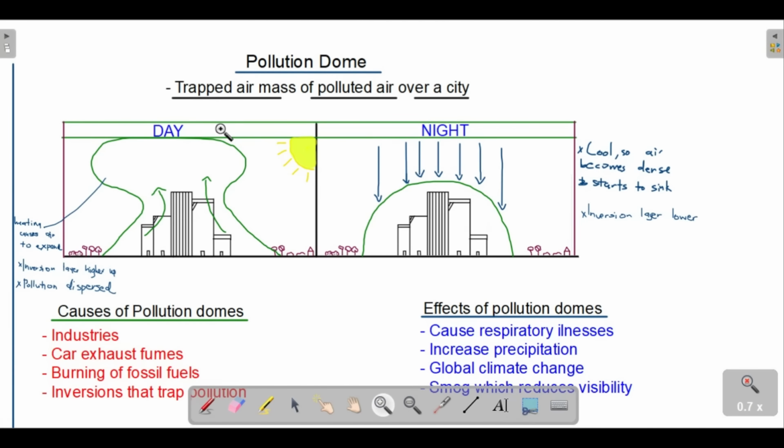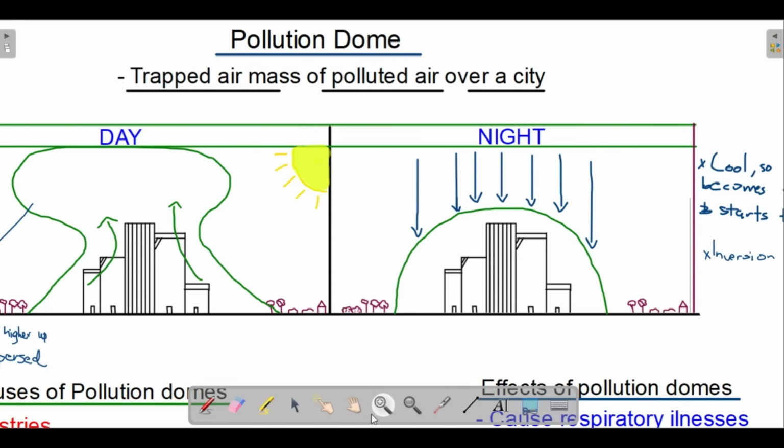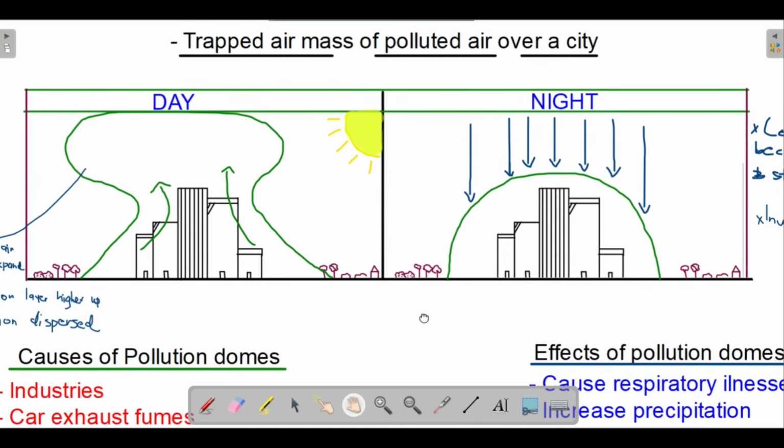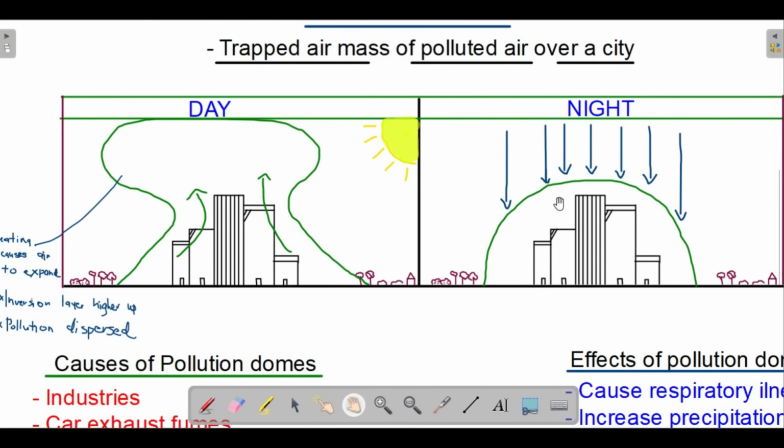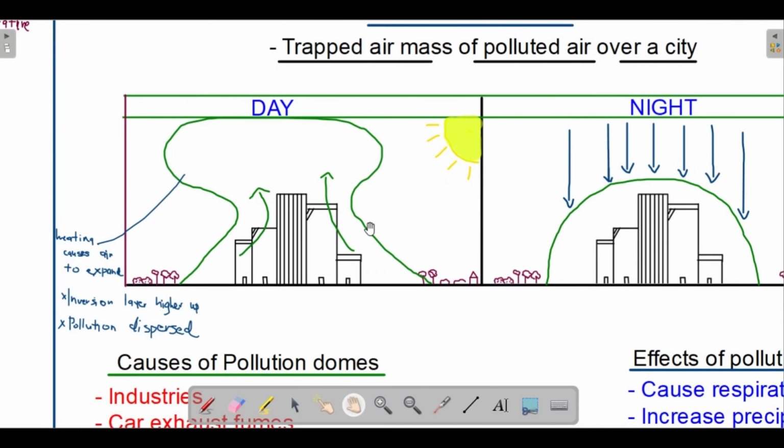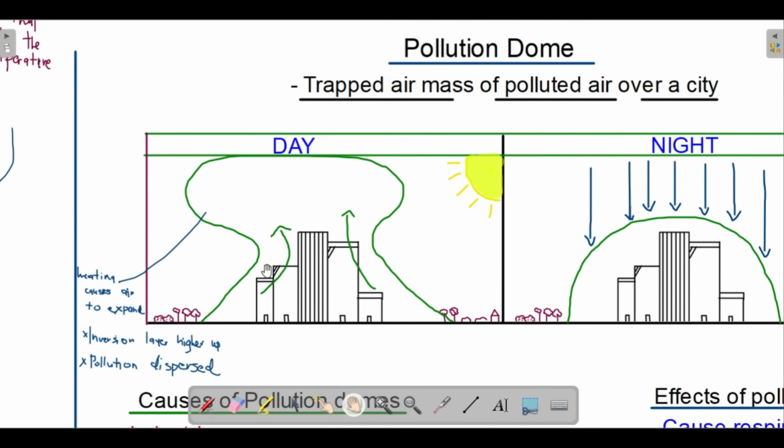So we clearly see, because the urban area produces a lot of pollutants, we see different profiles of these pollution domes during the day and also during the night, right? So we see that the pollution dome during the day has this mushroom shape. Okay, it is much more elevated. It has this vertical dimension.